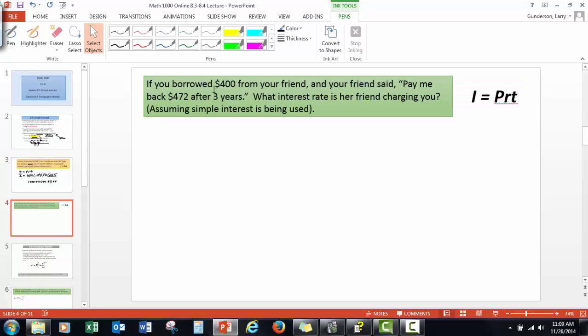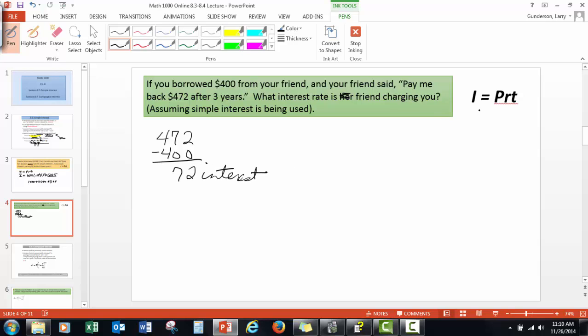This one you have to think a little bit more on this application, but not too bad. If you borrowed $400 from your friend, and your friend said, pay me back $472 after 3 years, what interest rate is your friend charging you? That should say your friend, not her friend. Well, if you have to pay back $472 but you only borrowed $400, I bet you guys all agree that $72 is the interest, right?